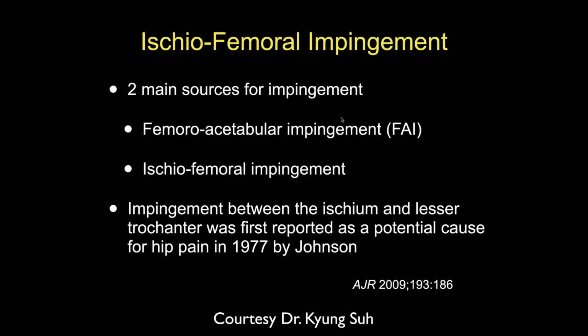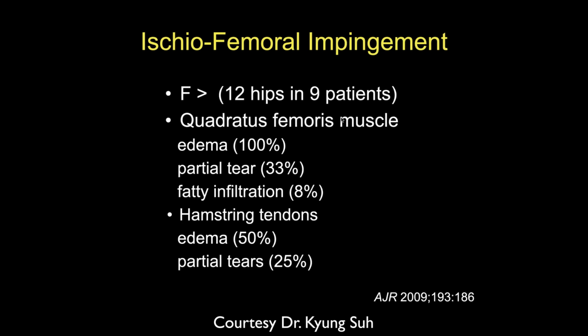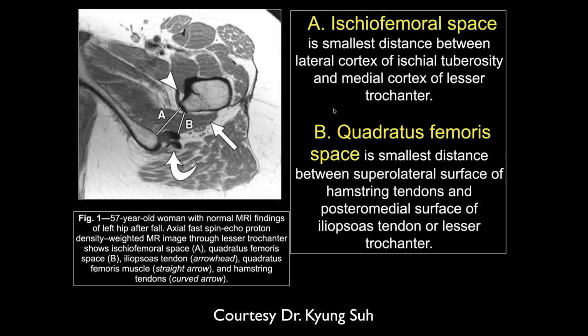Some people call these extra-articular impingement syndromes around the hip. And if you don't see anything in the joint space, then these are the things you have to look for. But you need to talk about them in all MRs of the hips, especially ischiofemoral impingement. And if you don't specifically look for it each time, it's very easy to miss. It's usually the quadratus femoris space which is the narrowest.